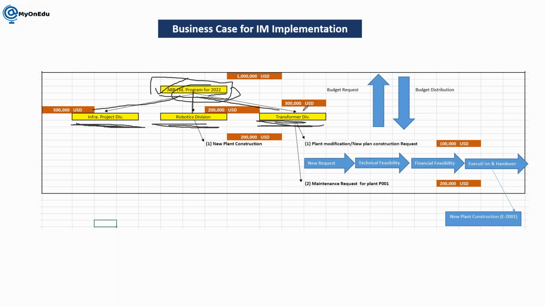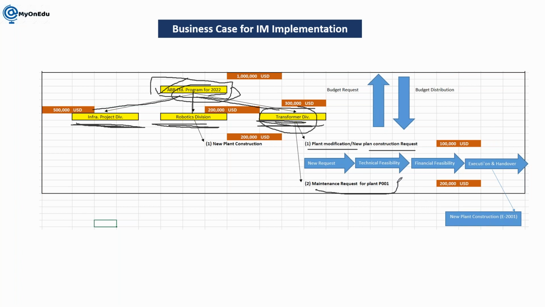Let's say in the transformer division, they are getting some requirement. They want to increase their capacity to produce more transformers. In that case, they either need to construct a new plant or go for system modification to get more transformer production capacity. So here there are two requirements submitted: first, a plant modification or new plant construction request; second, a maintenance request for plant P001.